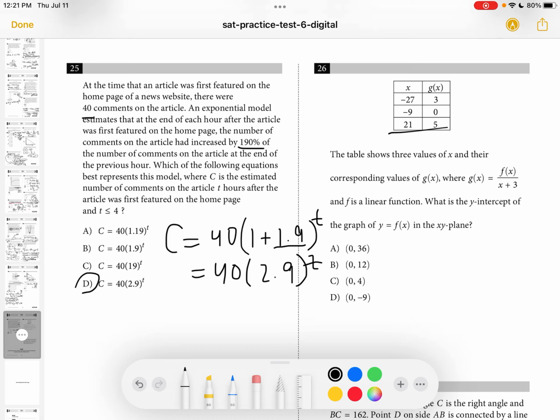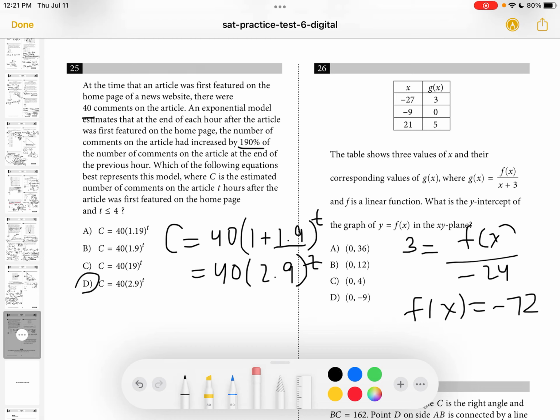So we know x and our g of x values, so we just need to find our f of x values. And then we can find our linear equation and be done. Alright, so let's do this. So let's take our first value, negative 27 comma 3. So 3 equals f of x over negative 27 plus 3. This is negative 24. So f of x is equal to negative 72.